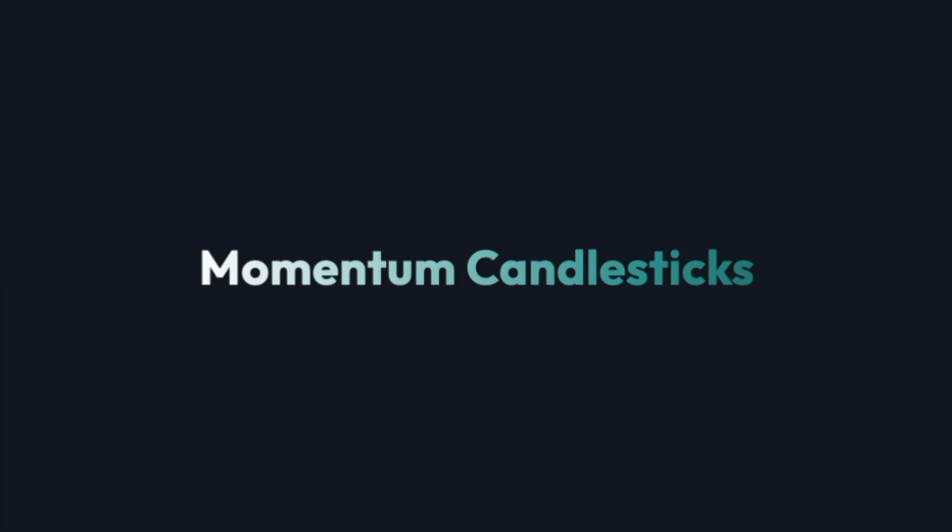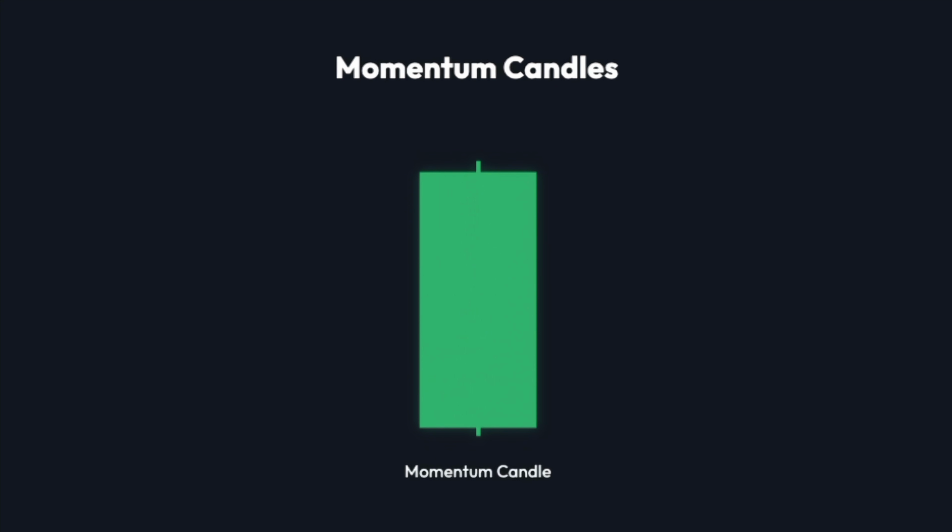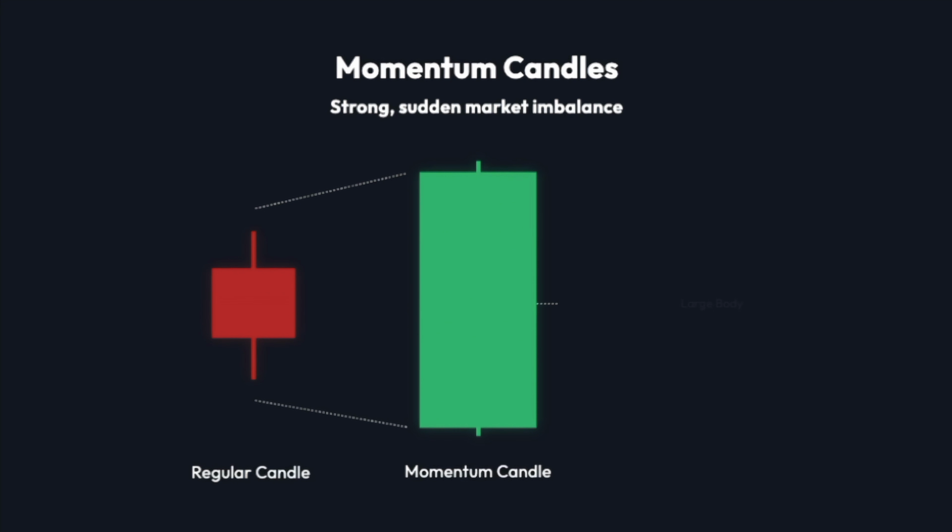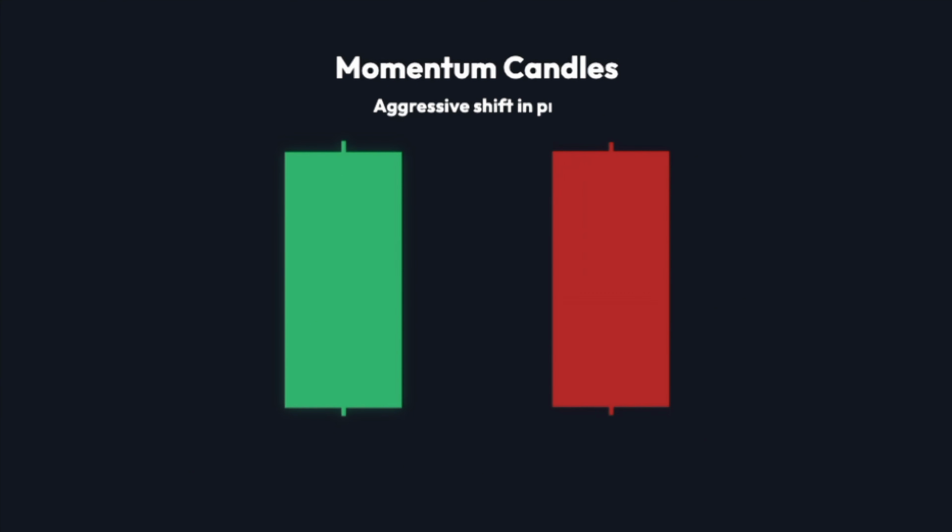Last but not least, we have momentum candles, which are the easiest to spot. It is usually at least 2 to 3 times bigger than previous candles. A momentum candle is a strong candle with a large body and very small wicks. This means price moved strongly in one direction and closed near the high or near the low. It signals a strong, aggressive shift in price driven by heavy buying or selling. These candles indicate that one side is firmly in control, reflecting a sudden acceleration in the market.